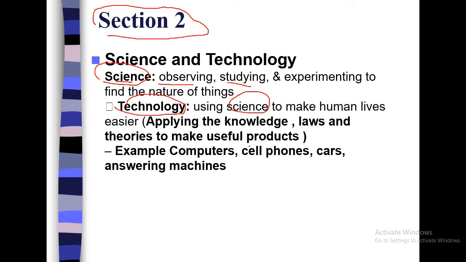For example, like what? Computers, cell phones, cars, machines, answering machines, all of this is technology. So technology uses science, and these technologies, computers, cell phones, cars, use science to make human life easier.